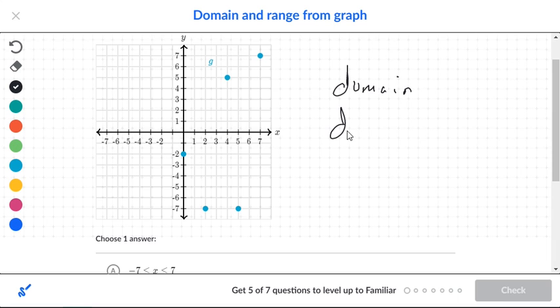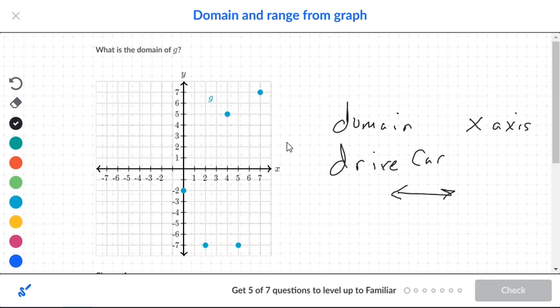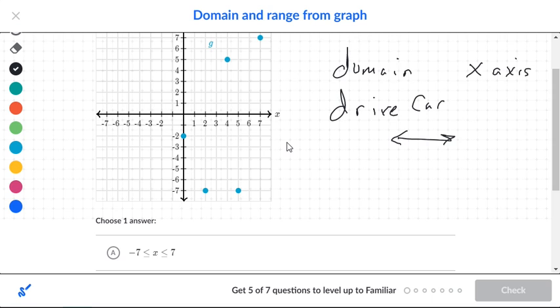Domain, you can think about drive, just like you're going to drive a car. If you're going to drive a car, you're going to go sideways. So in other words, you're going to use the x-axis. So let's take a look at this. Now these are points. These are not a continuation of a line.